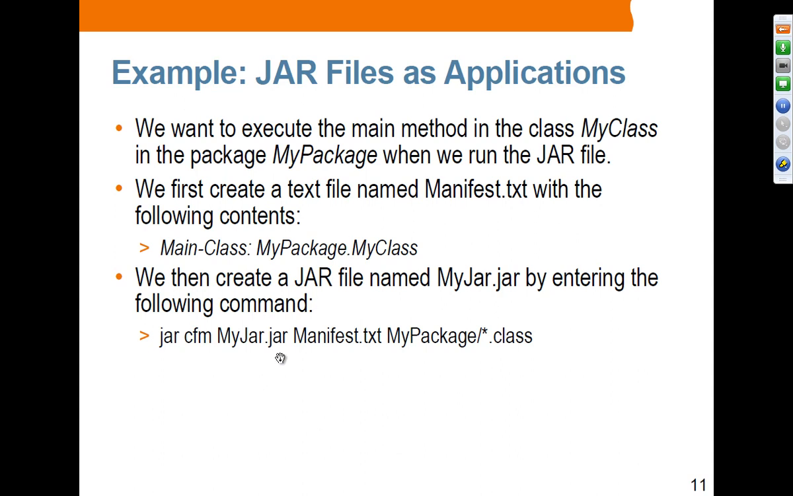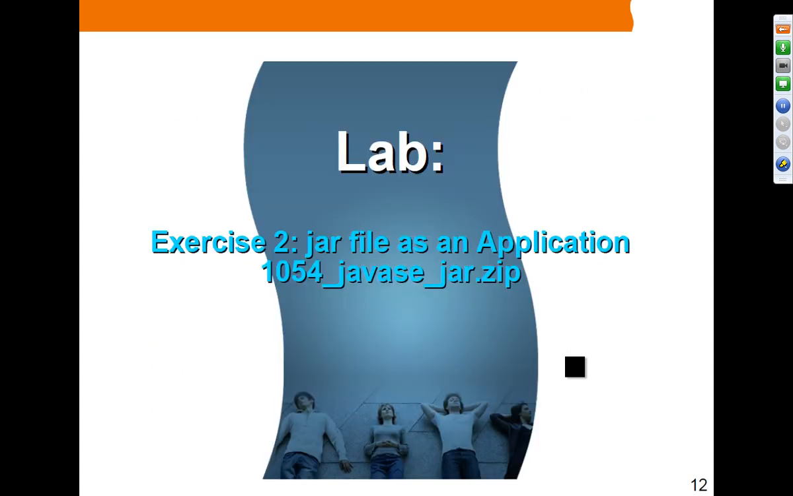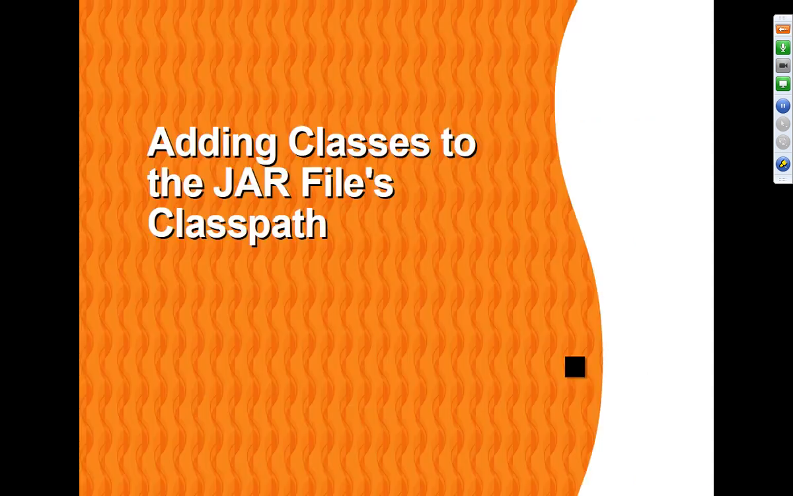The manifest file doesn't have to be in the manifest.mf format. You can actually name it in any way you want. So you can specify jar cfm and your jar file, and then the manifest file, and then the class. In this case, basically, you are indicating that my class is my main class, meaning it contains a main method, under my package. Okay, so that is going to be exercise 2.